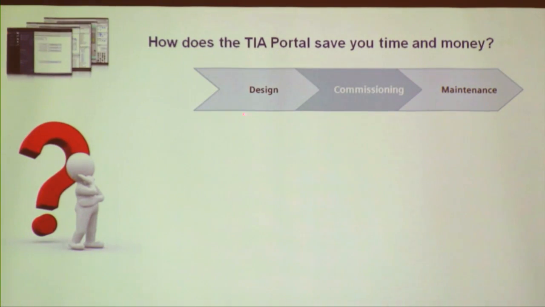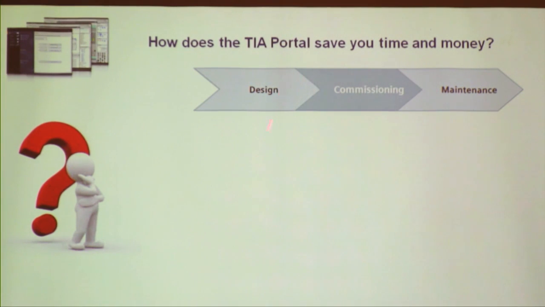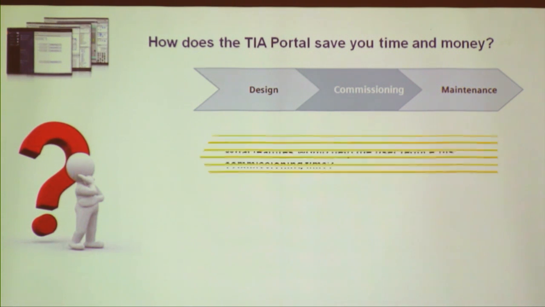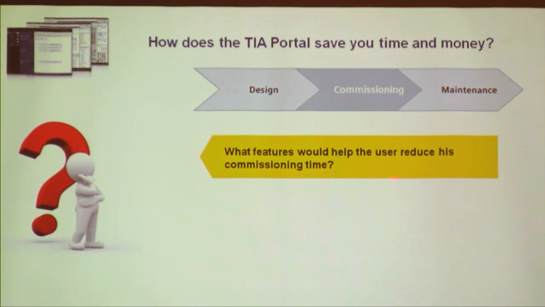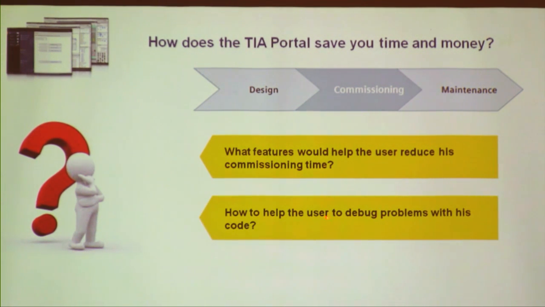All right, so we talked a lot there about the design phase. Hammered it home, right? Integration, library handling, scalability, improvements in program functionality, improvements in motion configuration. I'm past the design phase. I'm in the commissioning phase. I'm on the machine, starting it up. How can the software help me then? What are the issues you have? What features could help the user reduce this commissioning time or tuning the machine? How can we help the user debug problems with this code?